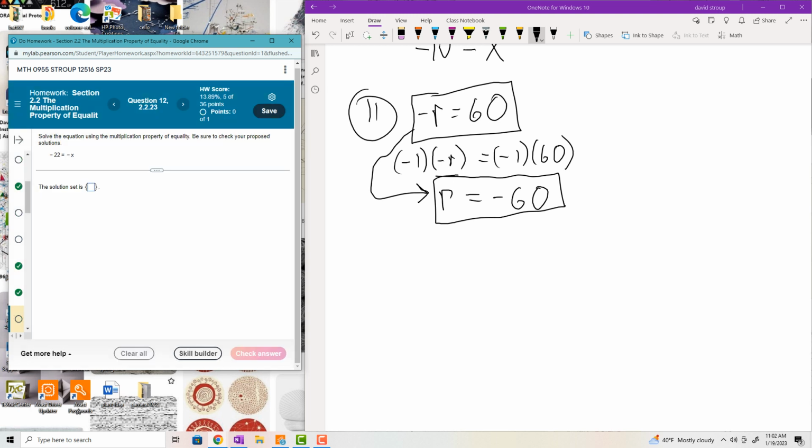Okie dokie. Here's another one of those. So you're just multiplying both sides by a negative. It'll be 22. Sure, let's try this one. Well, no. So you just multiply both sides by negative 8.